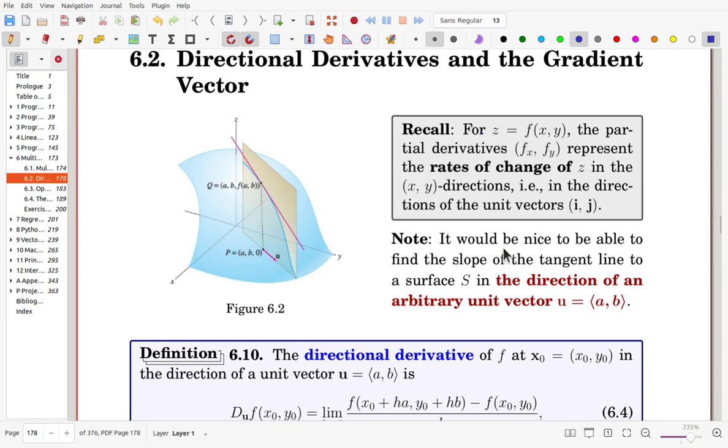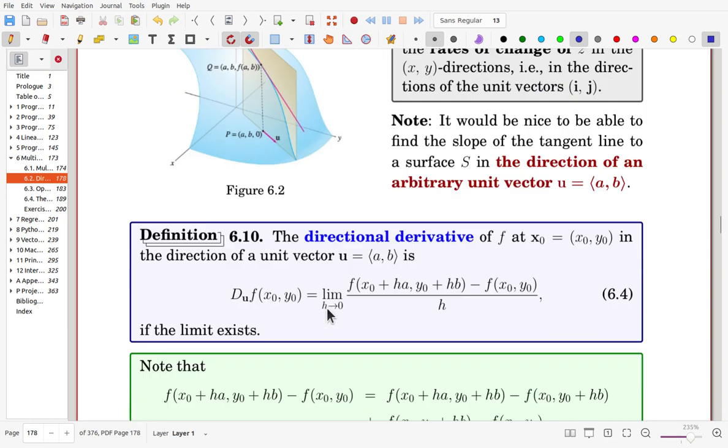Now, it would be nice to be able to find the slope of tangent lines to the surface in the direction of an arbitrary unit vector u equals (a, b). So consider an arbitrary direction u, and along that direction we want to find the slope of the tangent line. That is the concept of the directional derivative.